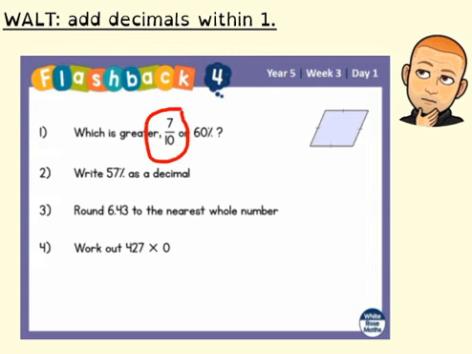Question 2, write 56% as a decimal. 57% should I say, is 0.57.